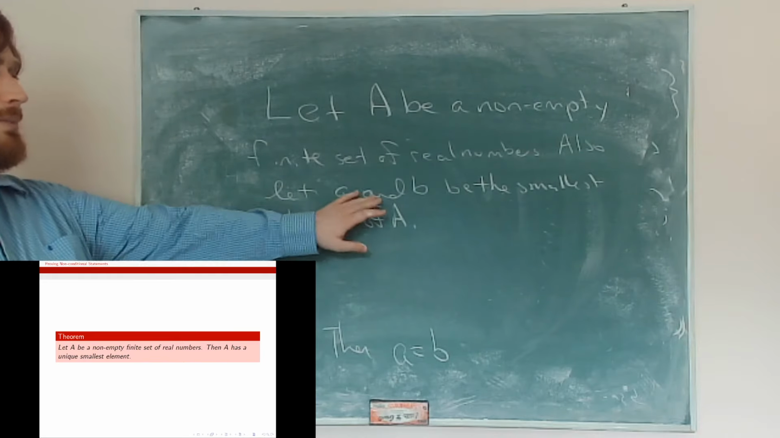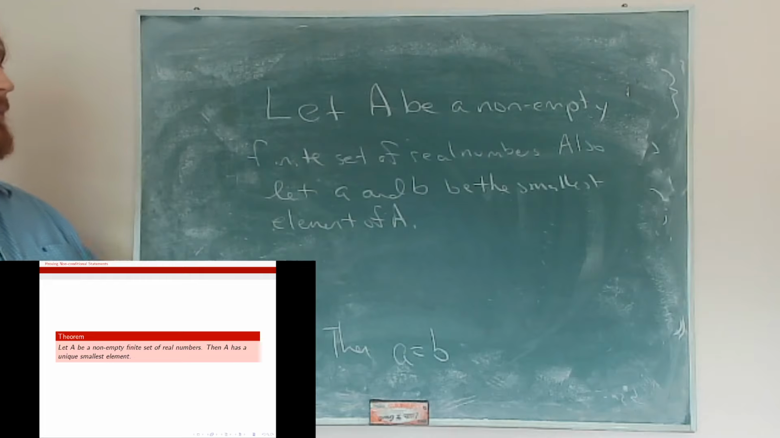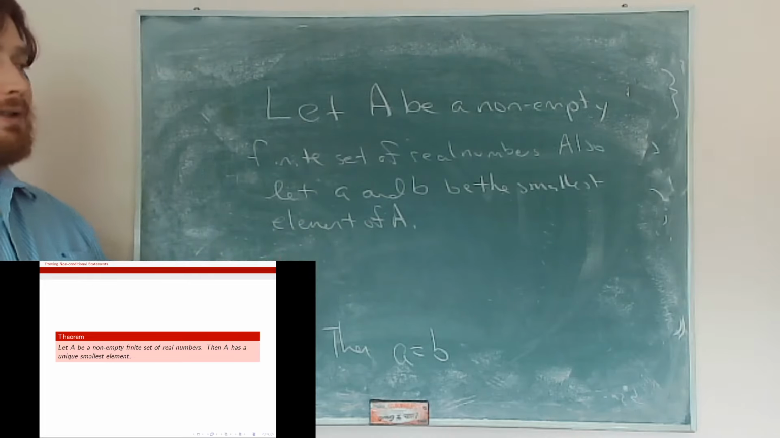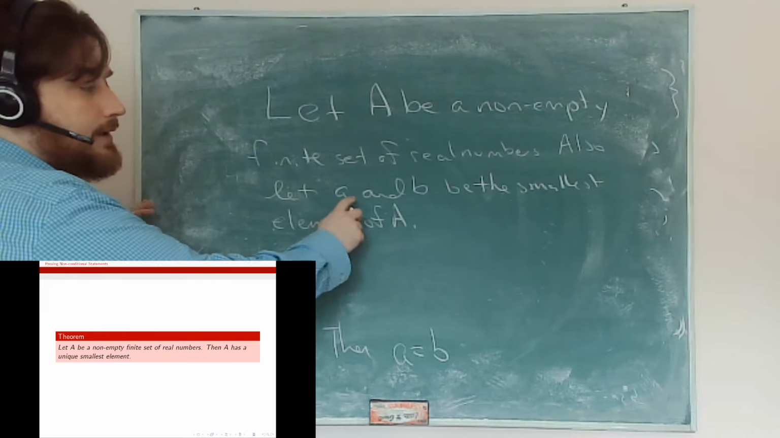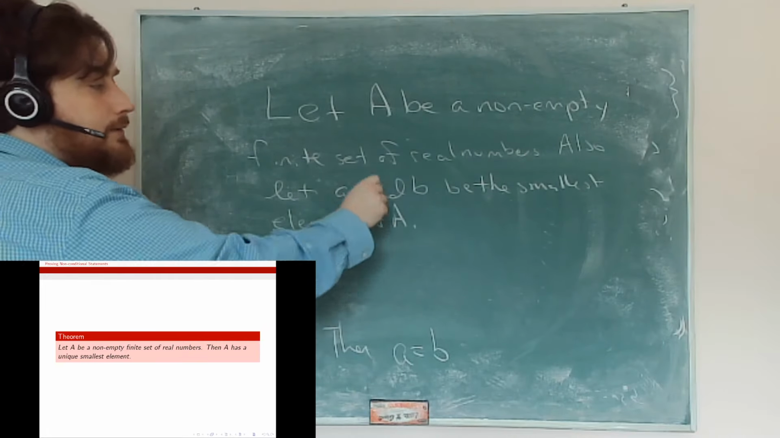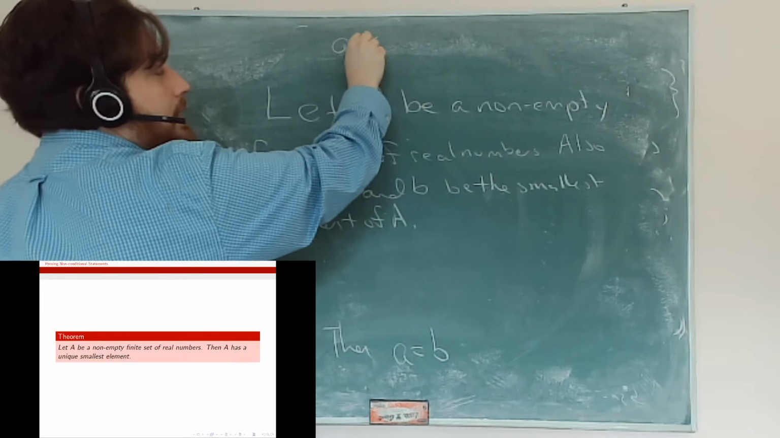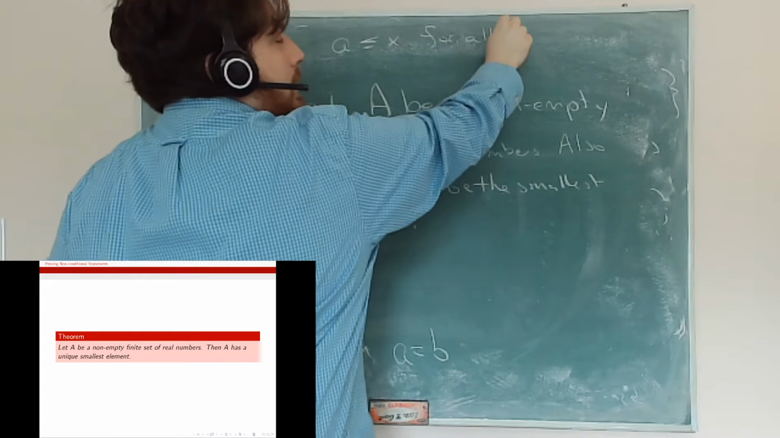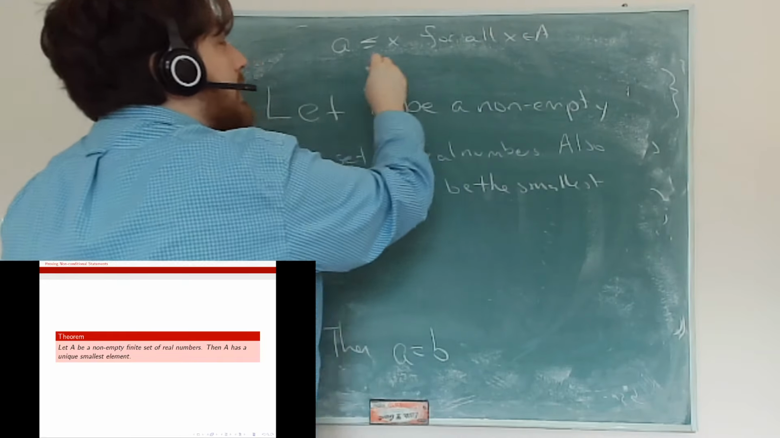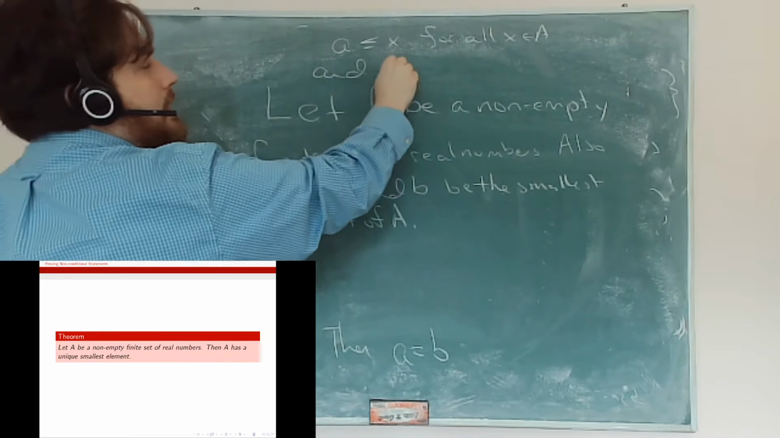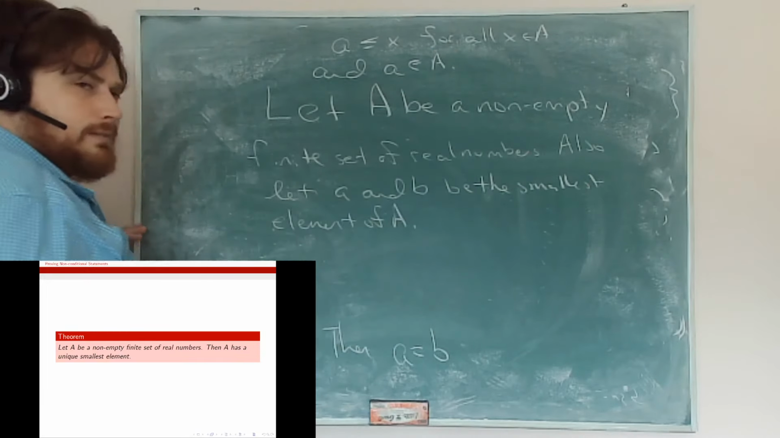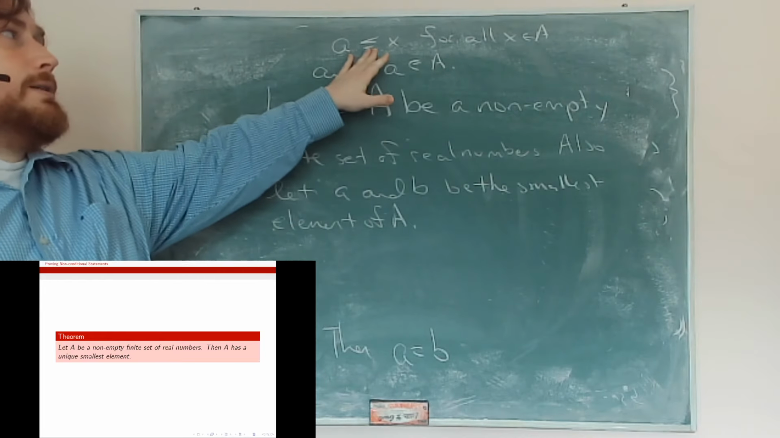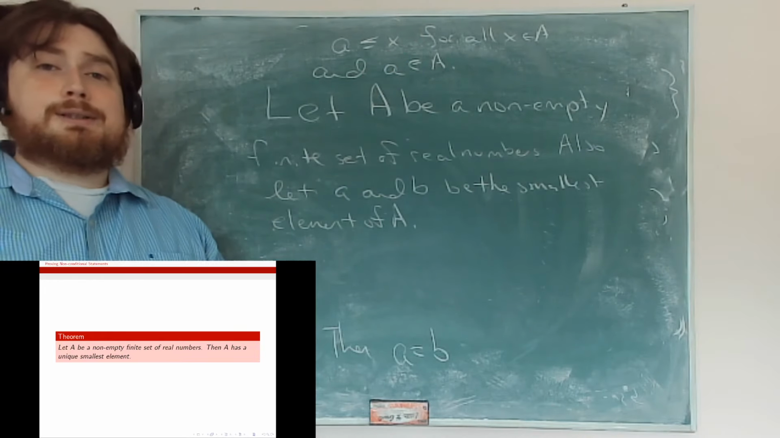Now before we get into this, we do have to talk about definitions. What is the smallest element of a set or the minimum of a set? Well, what this means is that a is the smallest element of the set A if a is less than or equal to x for all x in A, and a is in A. So to be the smallest element, it has to be in the set, and it has to be less than or equal to every element in the set.